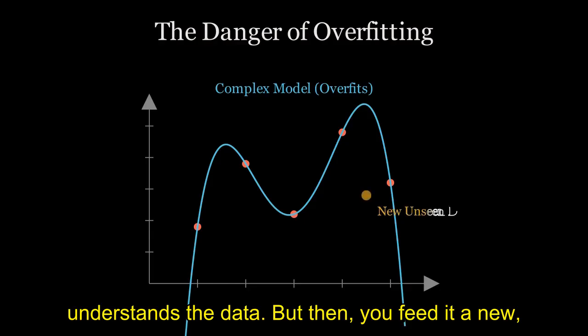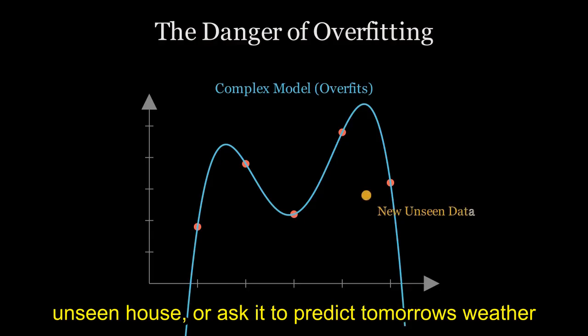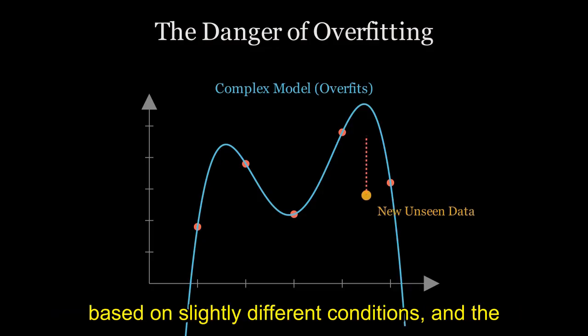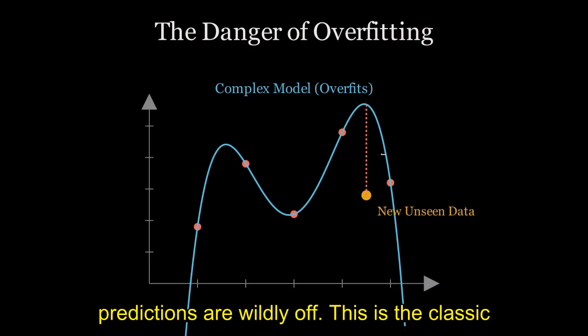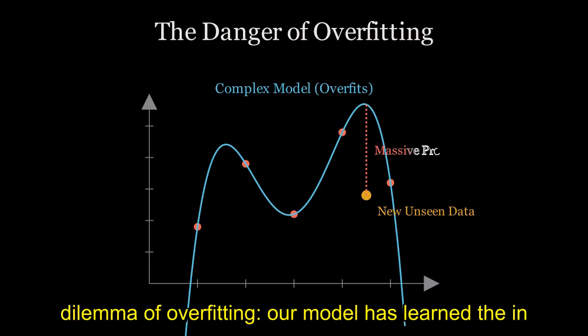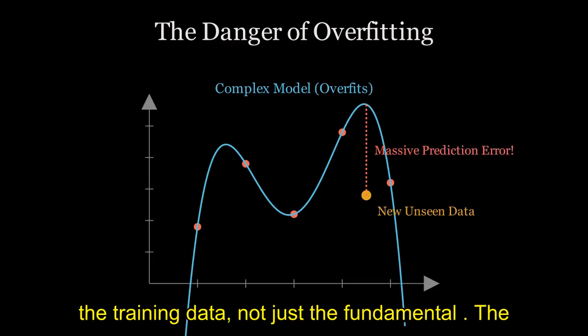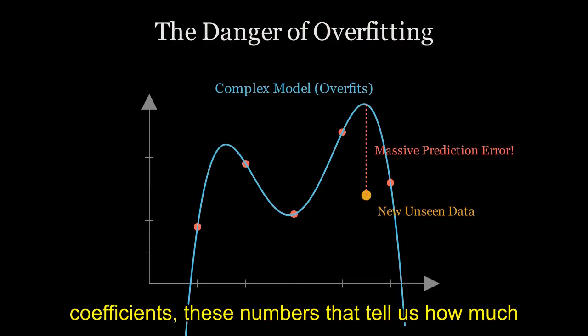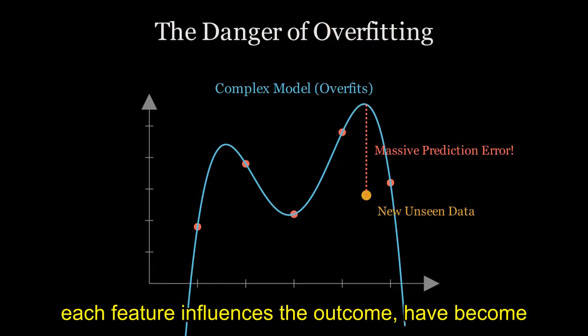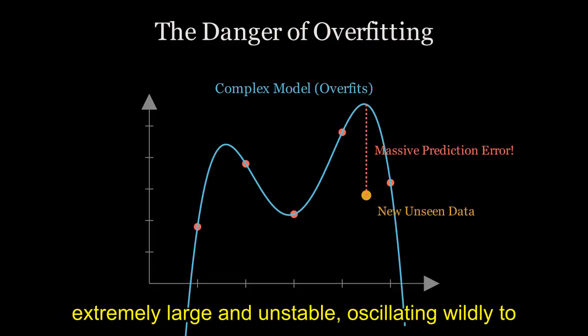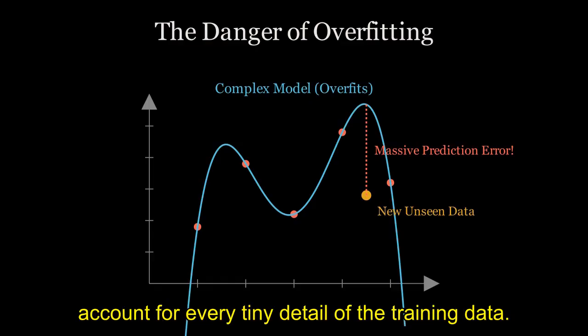But then, you feed it a new, unseen house, or ask it to predict tomorrow's weather based on slightly different conditions, and the predictions are wildly off. This is the classic dilemma of overfitting. Our model has learned the training data, not just the fundamental pattern. The coefficients, these numbers that tell us how much each feature influences the outcome, have become extremely large and unstable, oscillating wildly to account for every tiny detail of the training data.